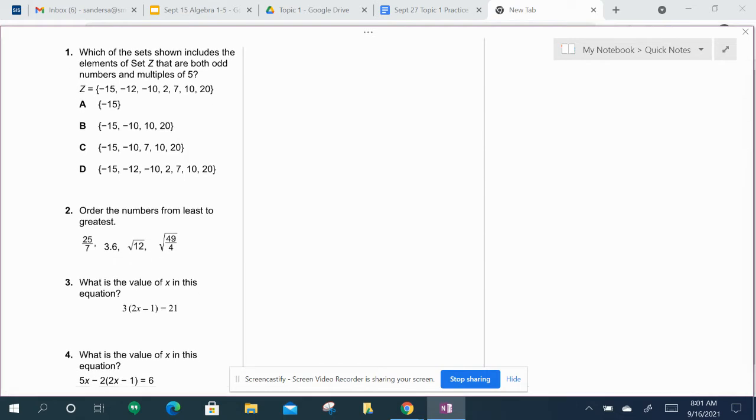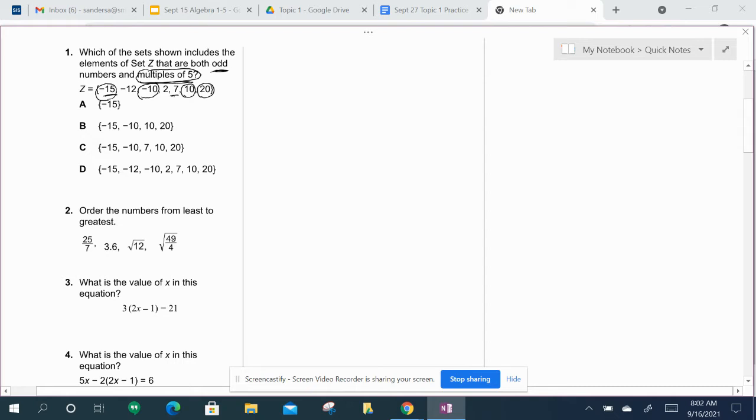It says, which of the sets shown includes the elements of set Z that are both odd numbers and multiples of 5? So the two sets that I'm looking for are odd and multiples of 5. And so the first thing I'm going to do is underline the odd numbers in set Z. So negative 15 would be odd, 7 would be odd. That's it. All right, then I'm going to circle the elements that are multiples of 5. So negative 15 would be a multiple of 5. Negative 12 would not. Negative 10 would be a multiple of 5. 2 would not. 7 would not. But 10 and 20 would both be multiples of 5.